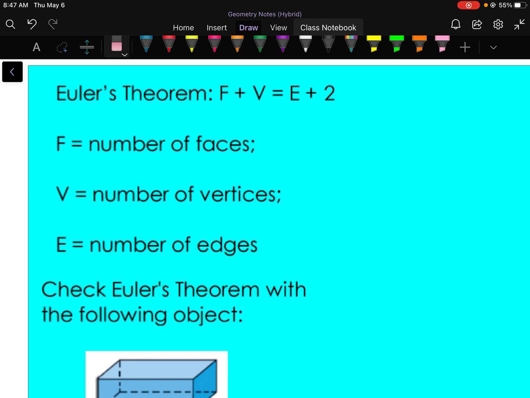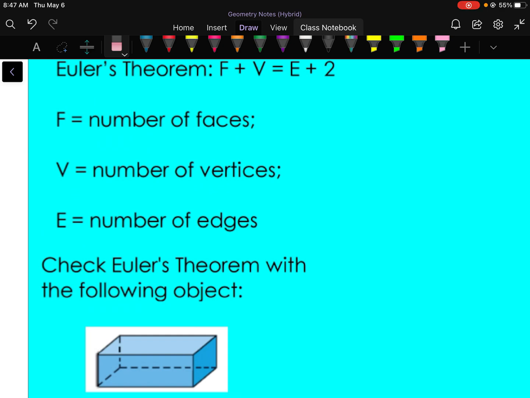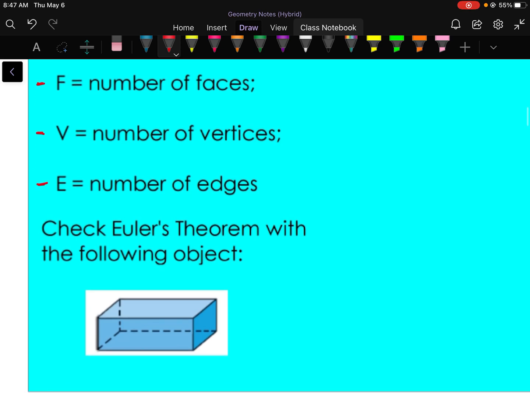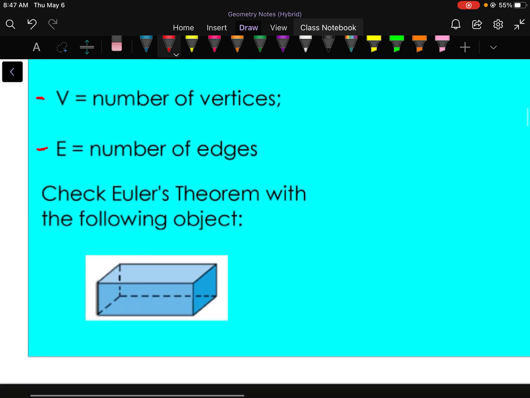Okay, so taking a look here at Euler's formula, F plus V, so the number of faces plus the vertices, equals the edges plus 2. Here it tells you F is the faces, V is the vertices, E is the edges. So let's check Euler's theorem here with the following objects. So I need F, V, and E.